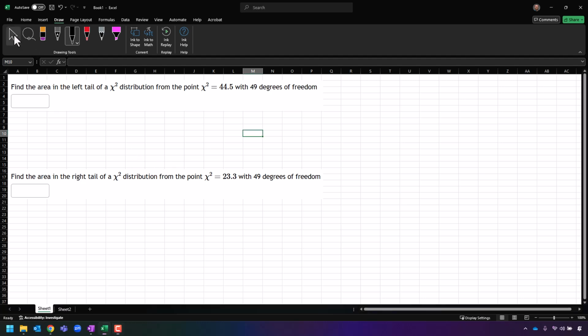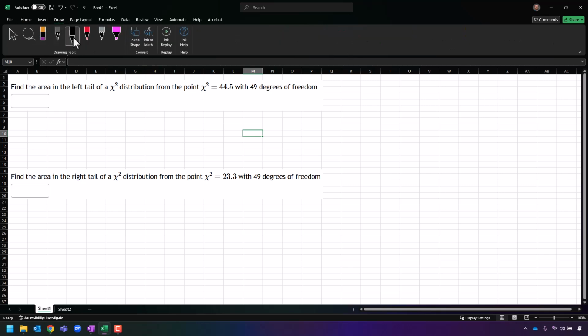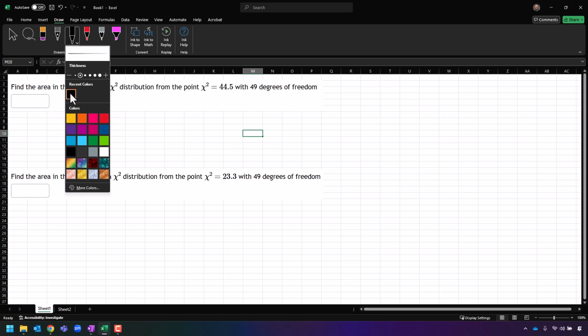All right, welcome. I wanted to talk a little bit about section 8.1 and just work out a couple of examples stolen from the WAMAP question. So here it says find the area in the left tail of a chi-squared distribution from the point where we have chi-squared equals 44.5 with 49 degrees of freedom. And I've been kind of harping on you to draw a picture.